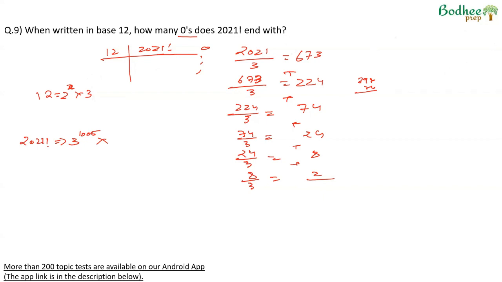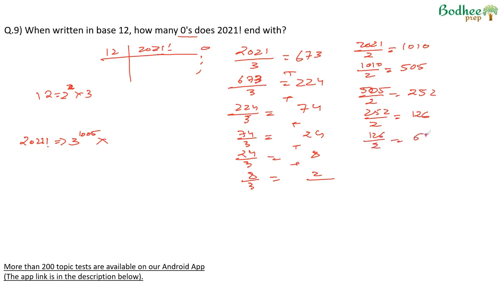If you look at the power of 2 now, we are starting with 2021. 2021 divided by 2 will be 1010. 1010 divided by 2 will be 505. 505 divided by 2 then will be 252, using the greatest integer function. 252 by 2 will be 126. 126 by 2 will be 63. 63 by 2 will be 31. 31 by 2 will be 15. 15 by 2 will be 7. 7 by 2 will be 3. 3 by 2 will be 1.